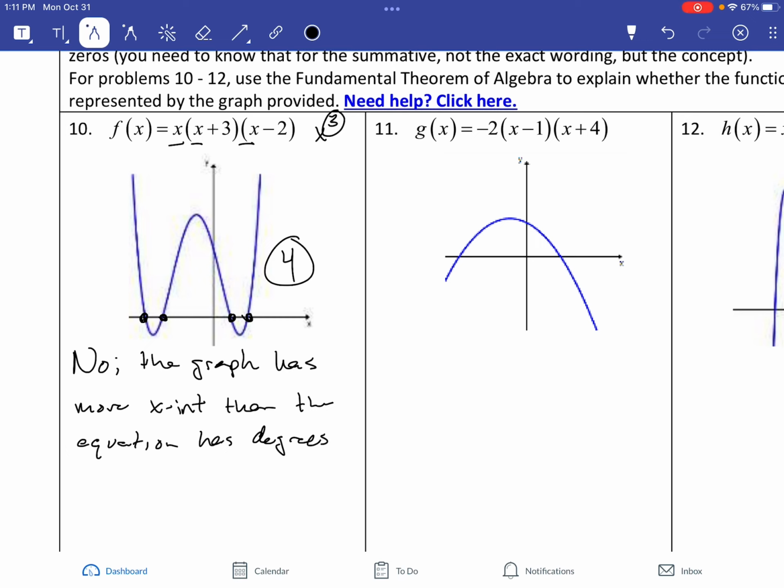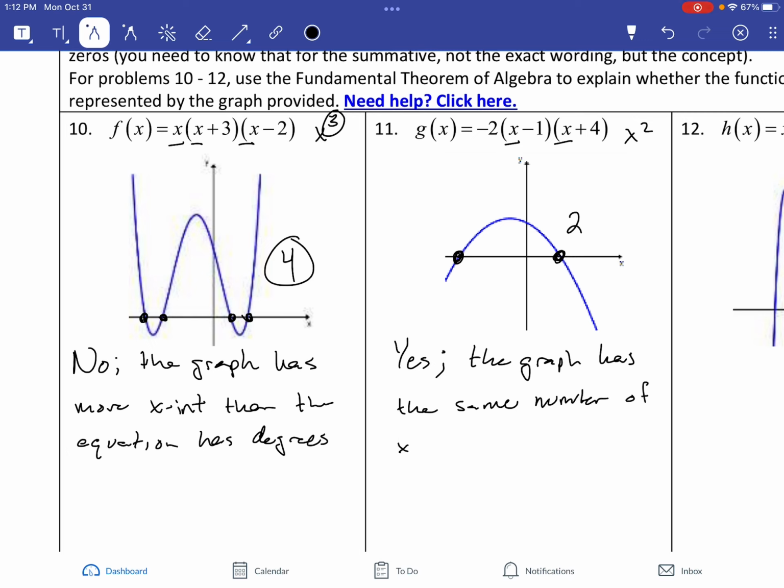Okay. Number 11, counting the x-intercepts of our graph, there's 1 and 2. Counting the x's in our equation, we have 1 and 2, that's x squared. So because the graph and the equation have the same number of x-intercepts and degrees, this would be a yes. The graph has the same number of x-intercepts as the equation has degrees.